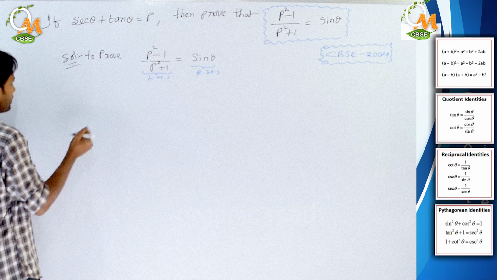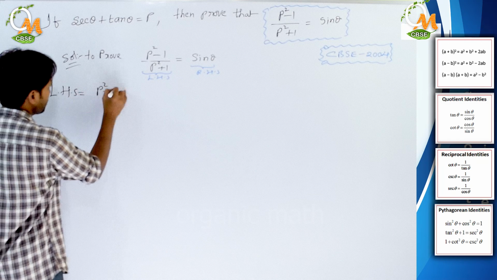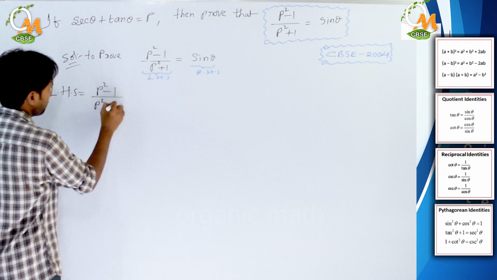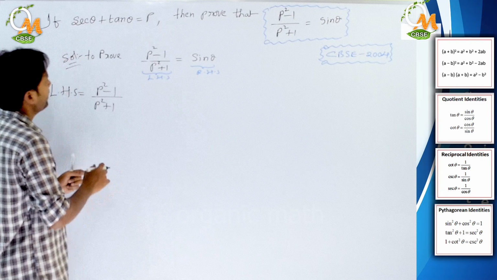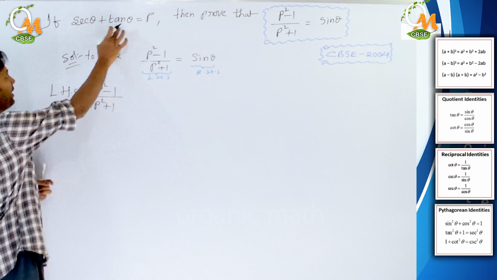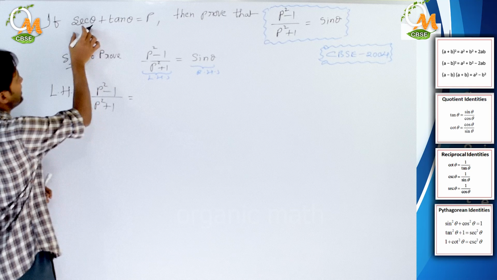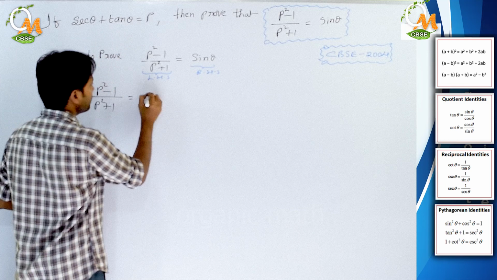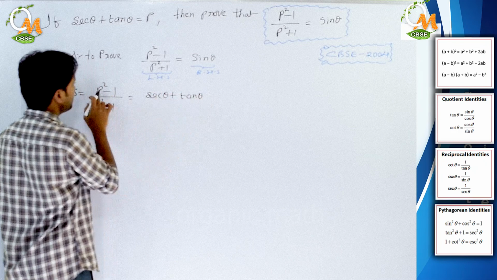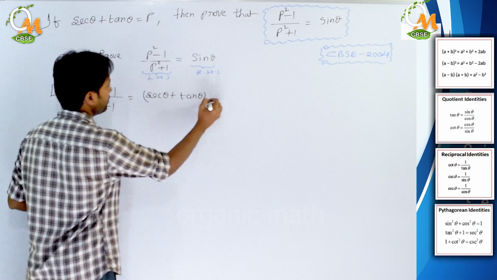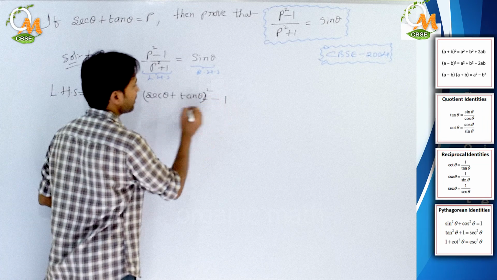Okay, take LHS first. LHS equal to (p square minus 1) by (p square plus 1). Now let us do one thing. Substitute the value of p over here. Just see what is the value of p. Secant theta plus tan theta. Since here p square is given, so we can put down whole square for that, and here minus 1 is there, so this is p square minus 1.